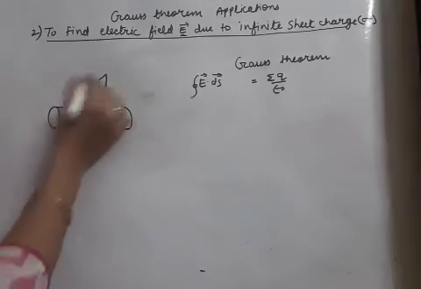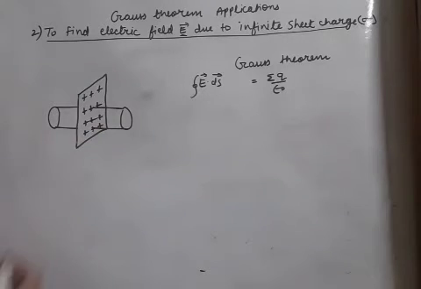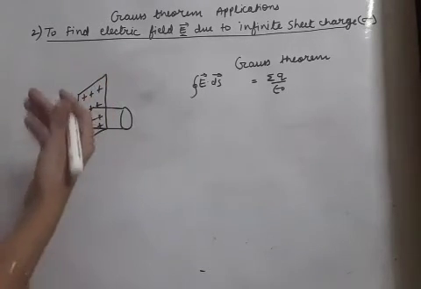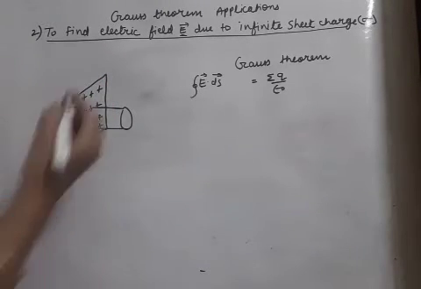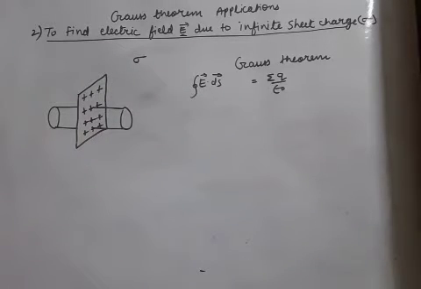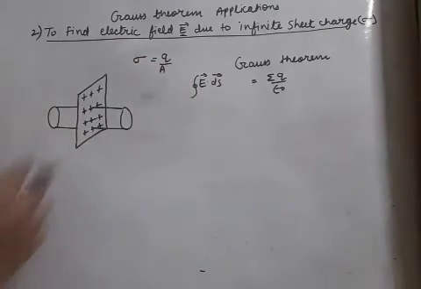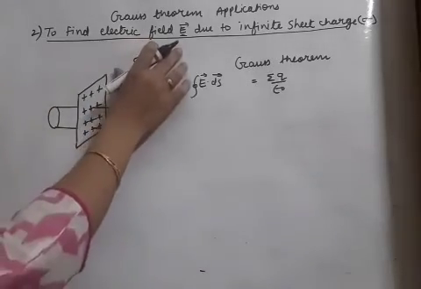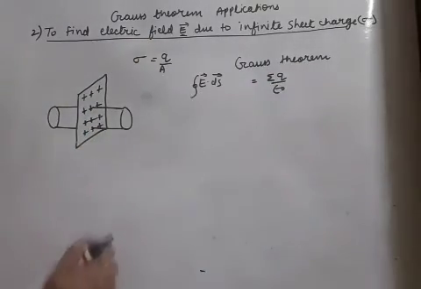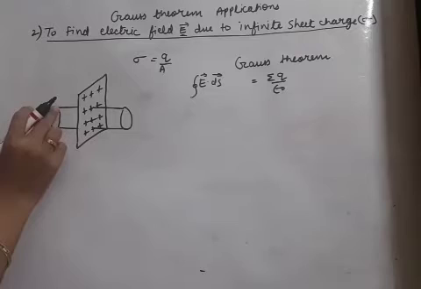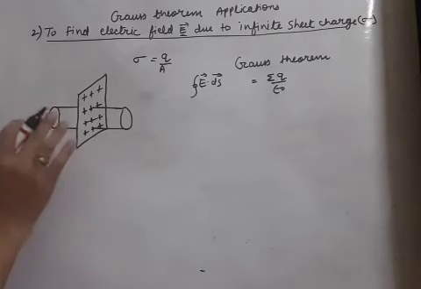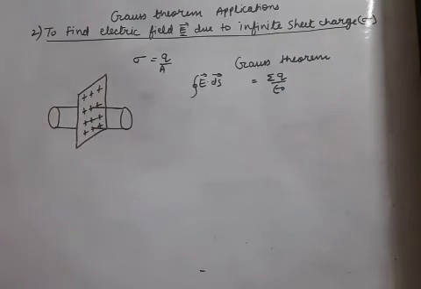First of all, the sheet charge is denoted in the form of sigma. Like for the line charge we use lambda, in the same manner for the sheet charge we use the sigma term. Sigma means charge upon area. So we will be using this formula here to replace the charge. Which area is enclosing the charge, that is to be applied here?